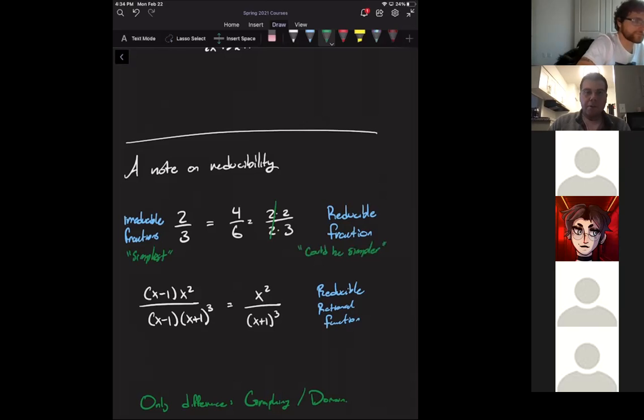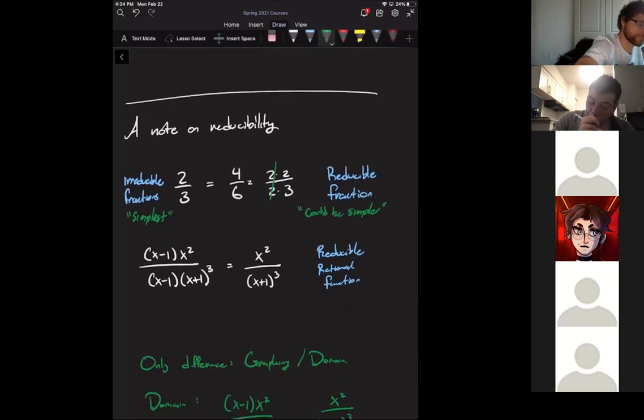So typically people don't like reducible fractions because they're unnecessarily complex. Like if you say 4/6, now you're just making someone deal with 2 bigger numbers, whereas 2/3 are 2 smaller numbers. All right, well, the same thing is going to happen with rational functions.